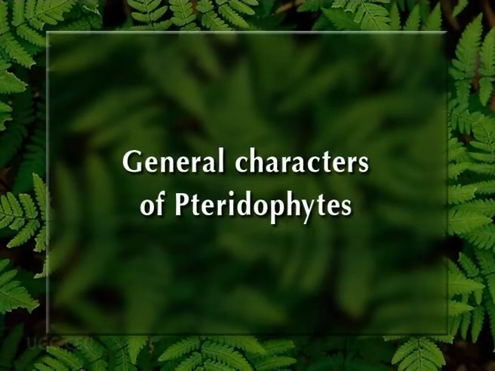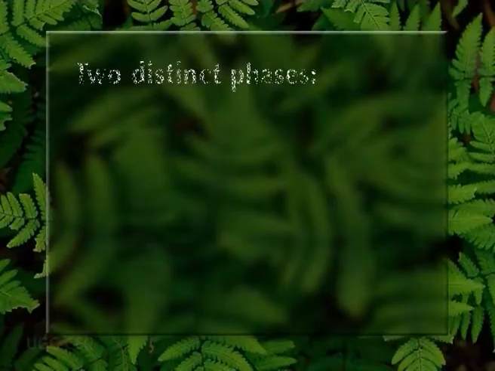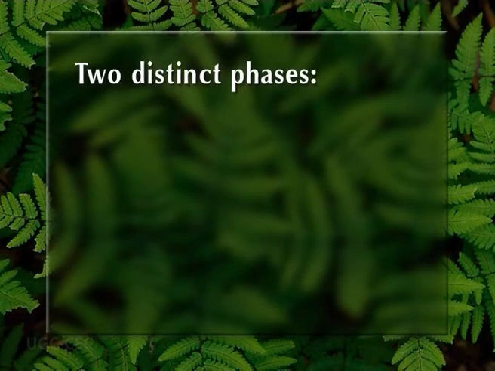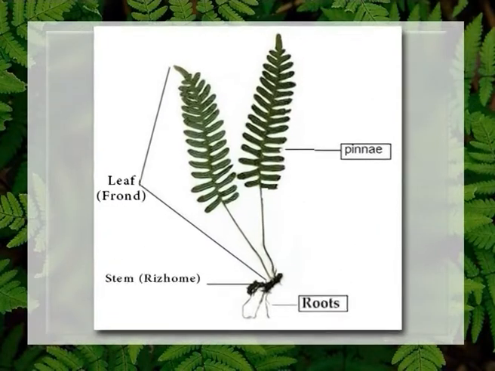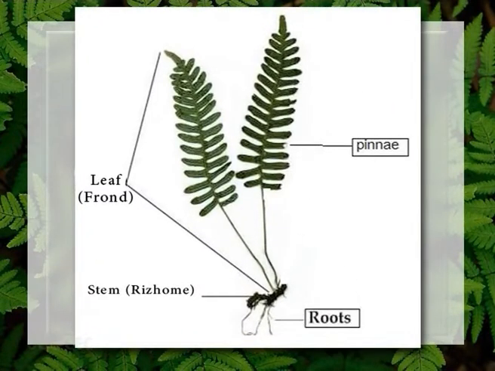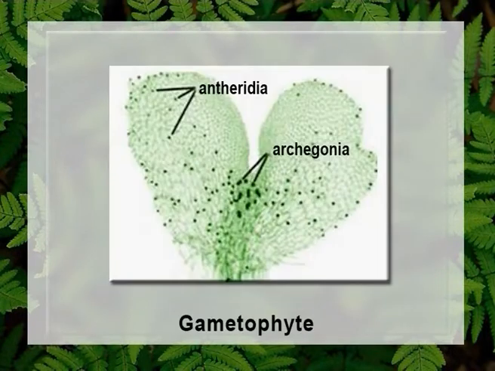Coming to the first part of this lecture, that is the general characters of pteridophytes. In pteridophytes, the plant body comprises two distinct phases. Number one, the diploid sporophyte, and number second, the haploid gametophyte. We will discuss first of all the diploid sporophyte. The diploid sporophyte is the dominant phase in the life cycle. This sporophyte is independent of gametophyte.